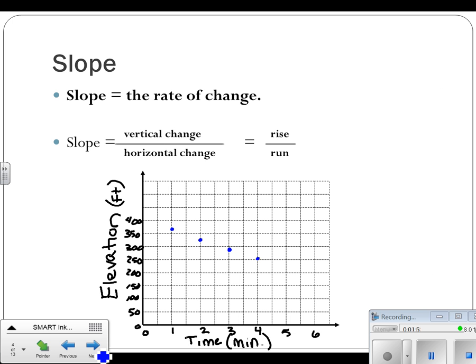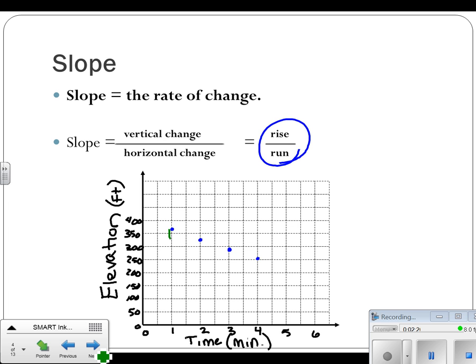Slope is the rate of change, and slope is your vertical change divided by horizontal change. A lot of times we look at rise over run. So if we look here, I plotted the points from the previous slide on the hang glider at the different times in the elevation as it's descending 35 feet per minute. We can see at these points, going from left to right, I also see the lines going down, so it's a negative slope.